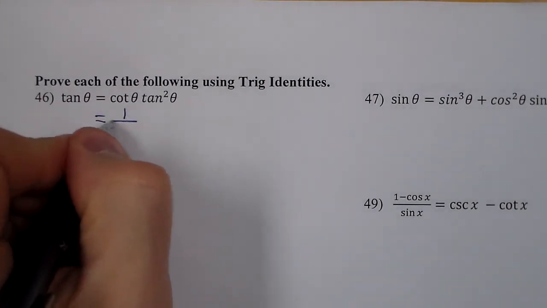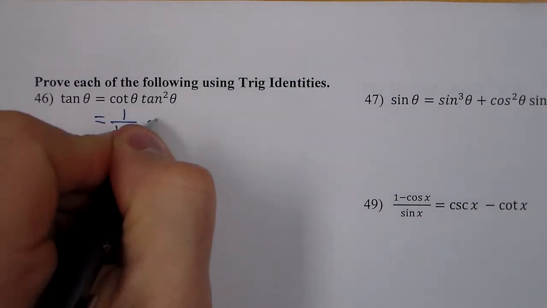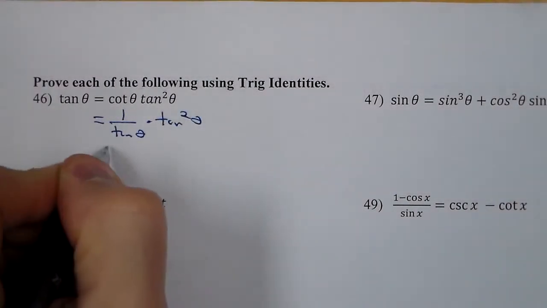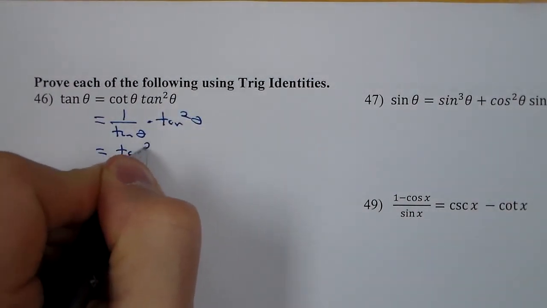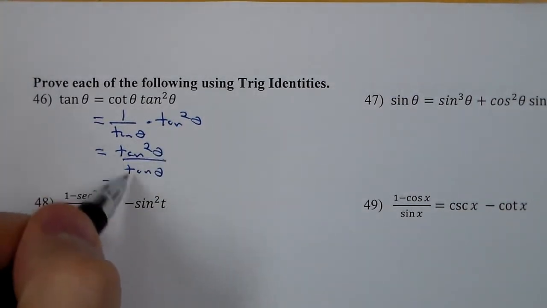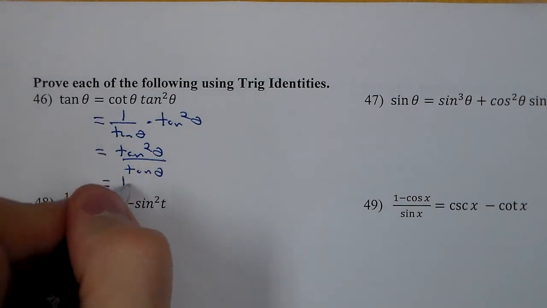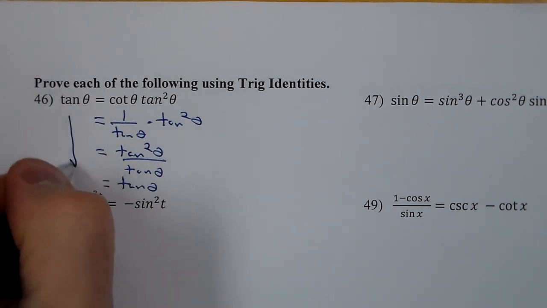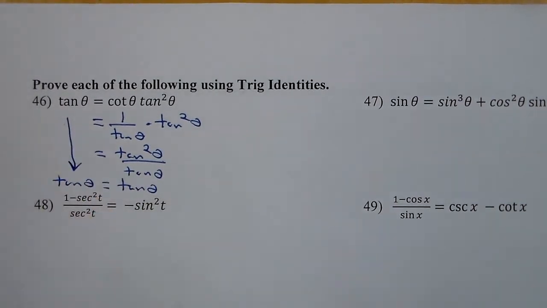Cotangent theta is 1 over tangent theta times tangent squared theta. I'm going to put that together and get tangent squared theta over tangent theta. This reduces, tangent squared over tangent just to be 1. Tangent theta, it comes down, we get tangent theta equals tangent theta.